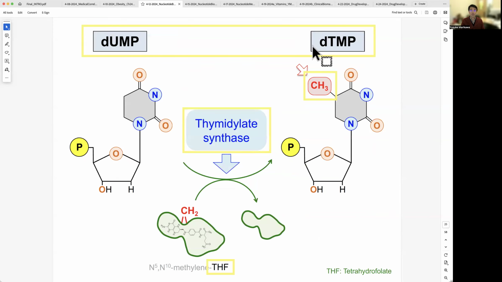And then for U to T conversion, you need to receive an extra carbon, CH3. That comes from THF, tetrahydrofolate. You also need to know the name of the enzyme, thymidylate synthase. Basically, this is thymidylate, TMP or deoxy TMP. So thymidylate synthase receives one carbon, CH3, from tetrahydrofolate.